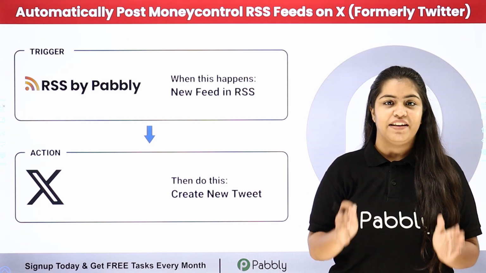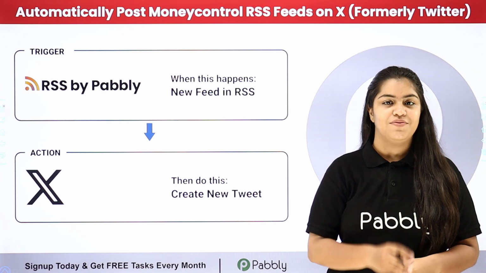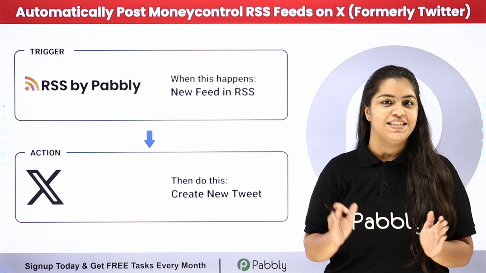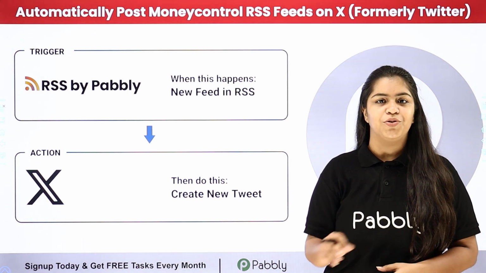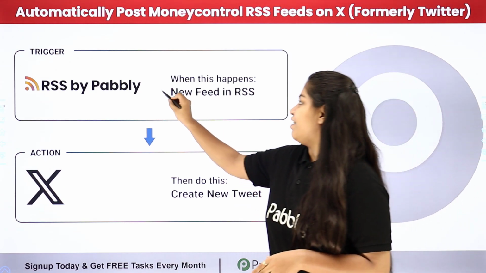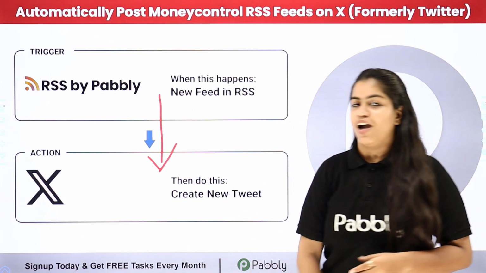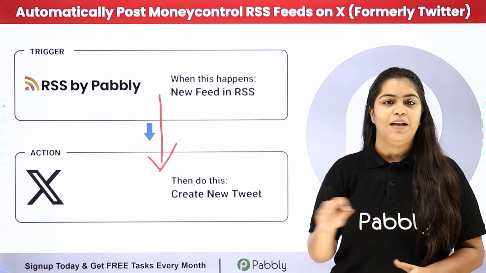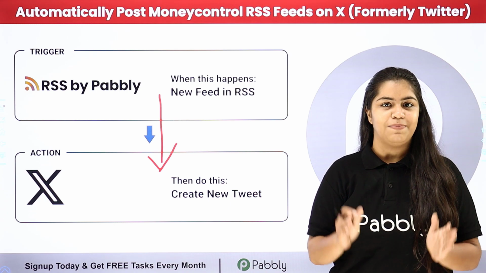So over here I'm also managing a page on my X account, which is formerly Twitter, and now I wish to update my followers with the fresh business news, but I don't have the time to curate the content. So to do this we are going to create a connection between RSS by Pabbly and X. We are going to create this connection without knowing any programming or coding language with the help of an amazing automation software, which is Pabbly Connect.